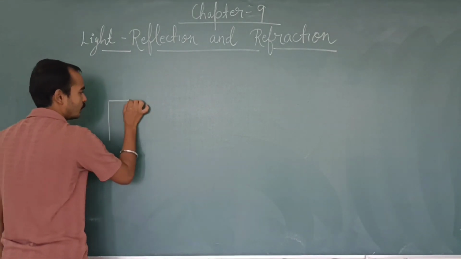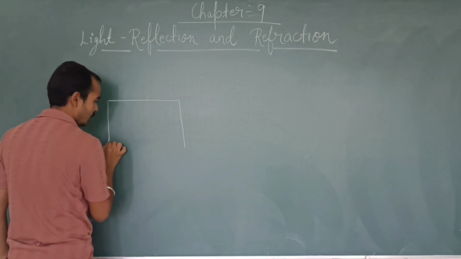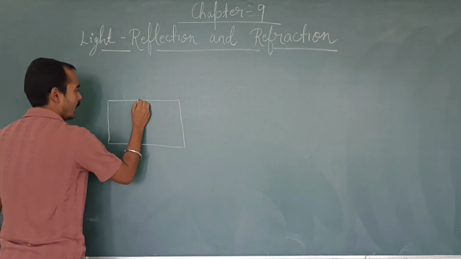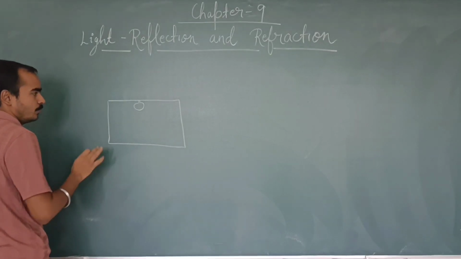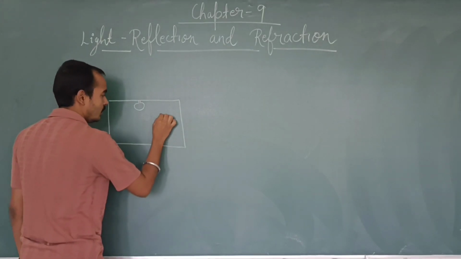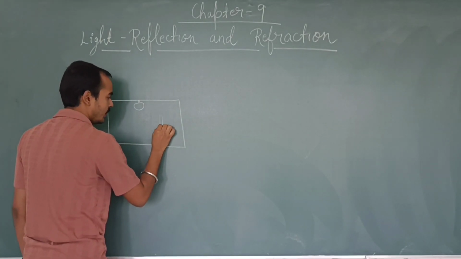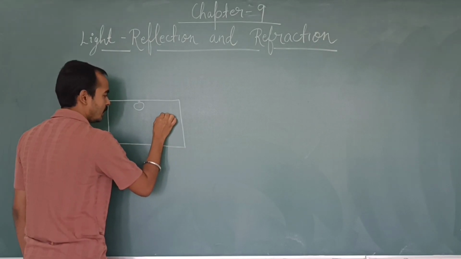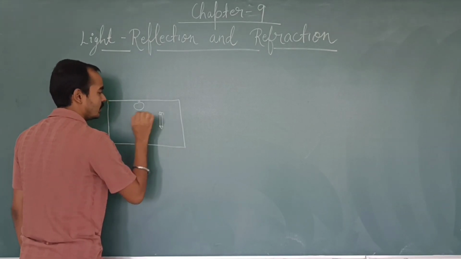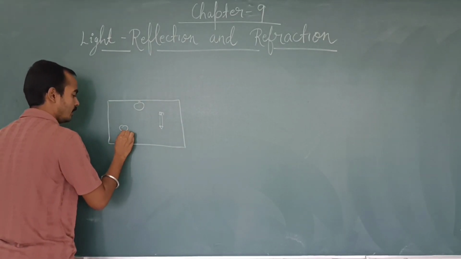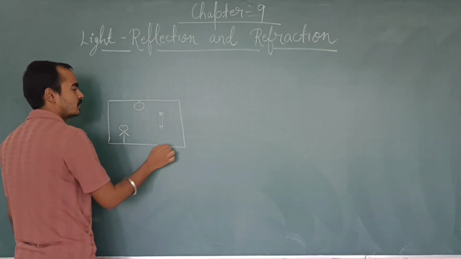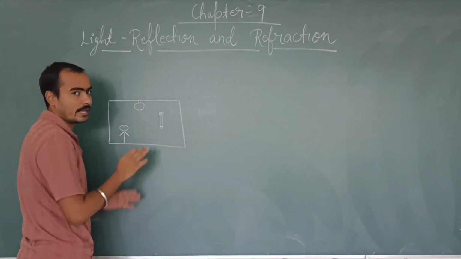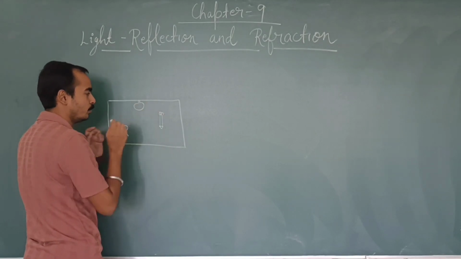Suppose we are in a dark room. This is a room and this is a dark room. And here there is a bulb which is not glowing now, which is turned off. Here I have a pencil, any object. For example, I am taking a pencil. And here am I. When it is a dark room, I can't see the objects in the room. I can't see this pencil or any object that is present in the room.